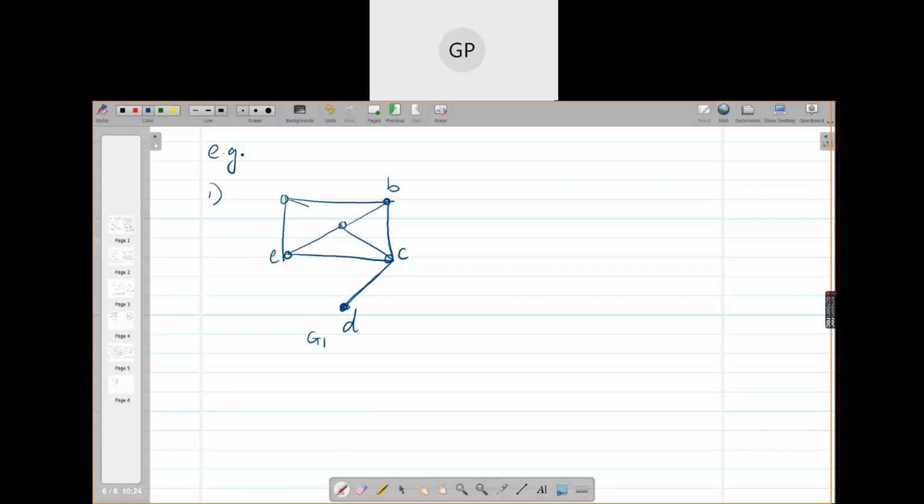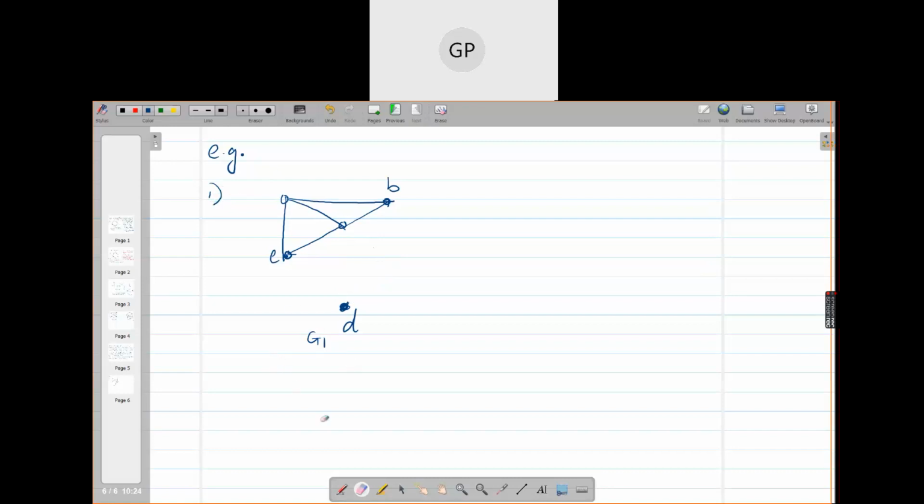Similarly, it will happen with B because the degree of B is also 3. So remaining graph will remain connected. Similarly with E. But if I delete C, if I delete the vertex C here, so what happens? All these edges which are incident on C are also gone. What is the degree of C? 4, no?